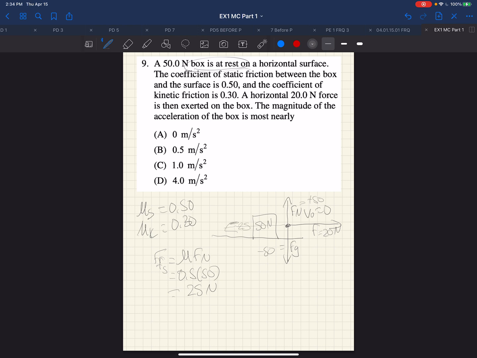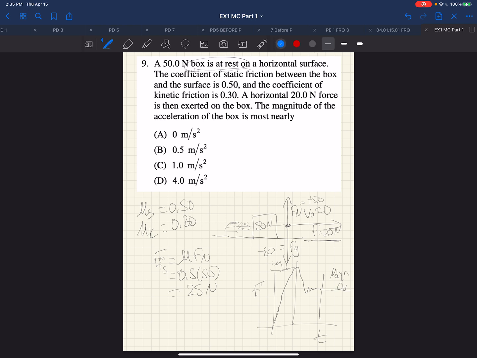Well, friction can't win. It's not going to accelerate to the left. What this means is that this force of 20 newtons is not big enough to overcome the static friction. Remember in our force time graph we did in this lesson, we started pulling on an object and the force increased until it broke free, and we had constant velocity. And so this was the mu dynamic or kinetic. This was the mu static.